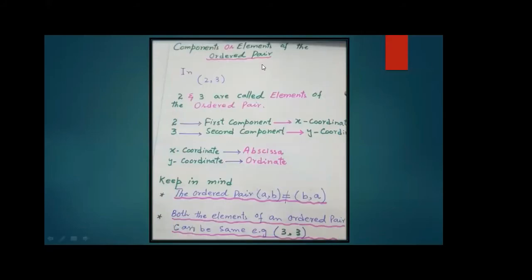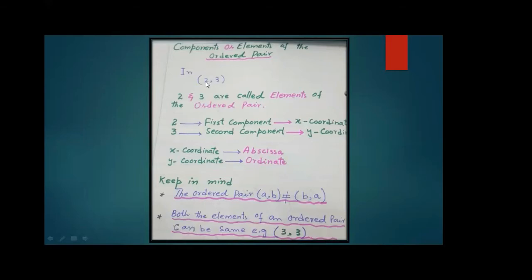Now the components or elements of the ordered pair. Just take the example 2, 3. Consider this example of an ordered pair. Within parentheses, the elements written are 2, 3. So 2 and 3 are the elements of the ordered pair. What are 2 and 3 called? 2 and 3 are the elements of the ordered pair. Now what is 2 and what is 3?